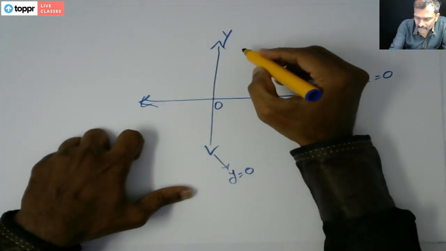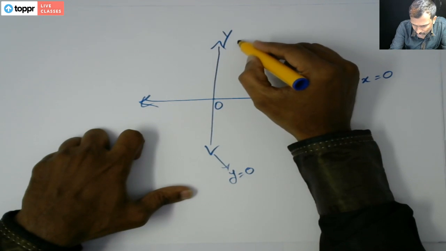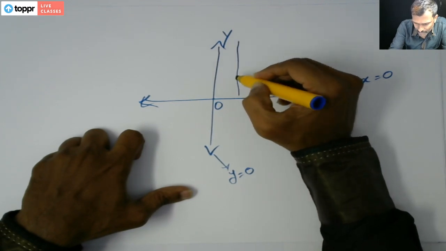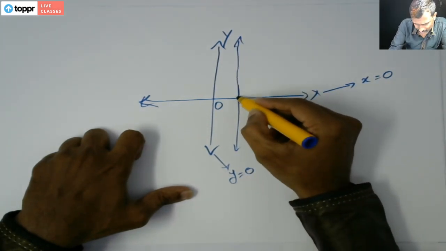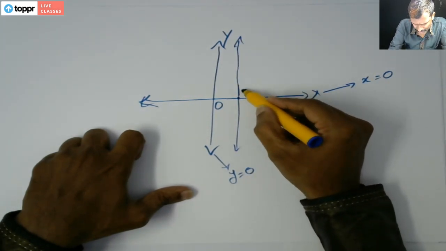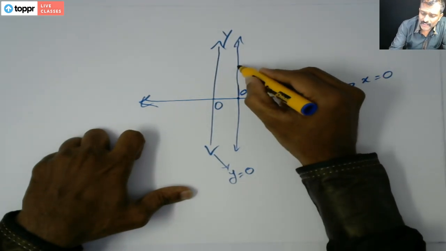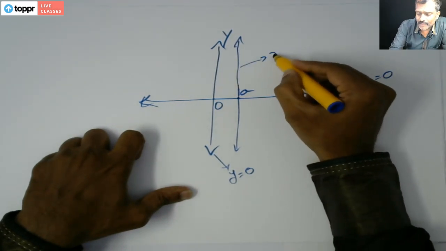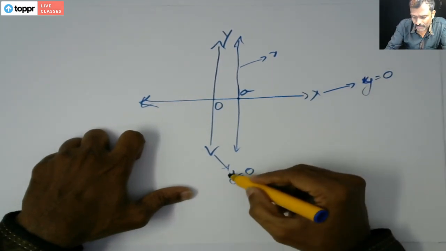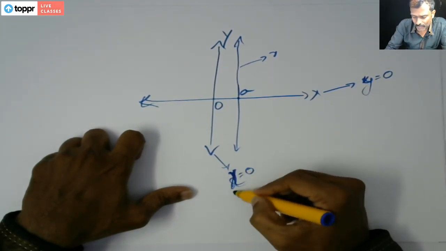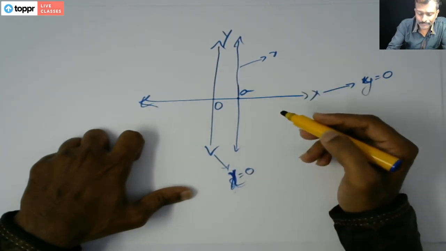And then if I have a line which is parallel to the y-axis, cutting the x-axis at some point, say randomly at A, then the equation of this line will be... this should be y is equal to 0 and this should be x is equal to 0. By now you might have caught it, right?